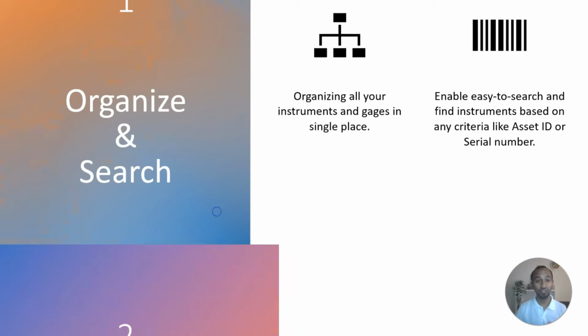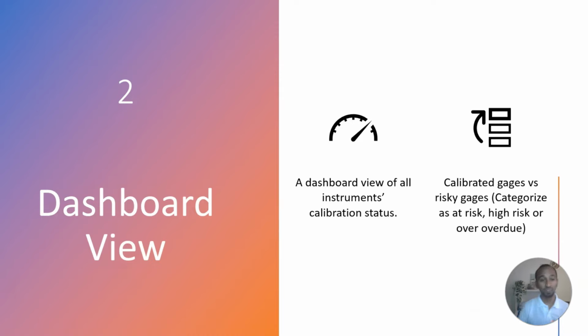And the second feature of GageMakkal is to have a single dashboard that will give a view of all of your instruments' calibration status in a single page. It can allow you to categorize the risky items, high risk items, overdue items, as well as whichever is very good, to have a look in a simple dashboard.